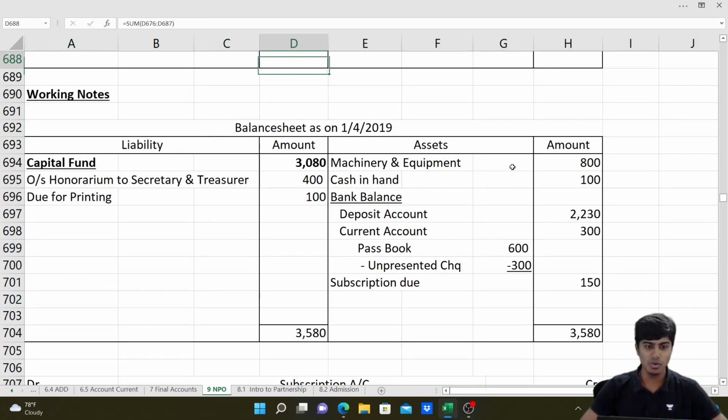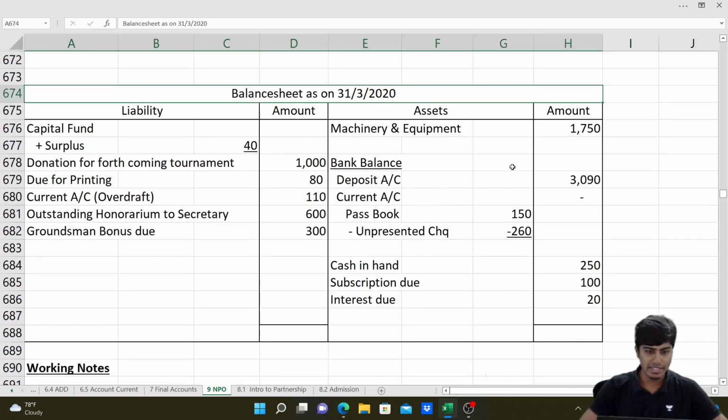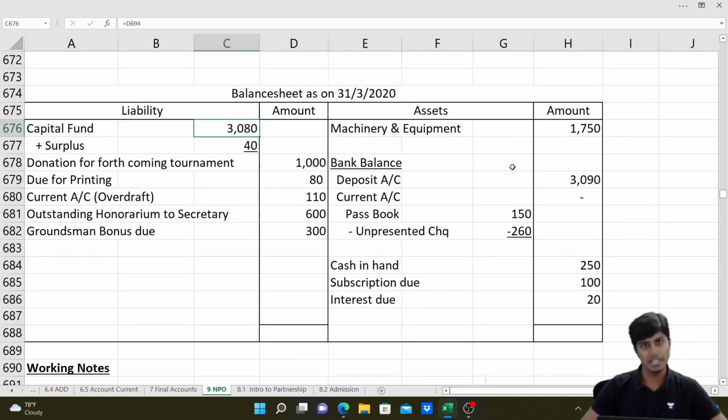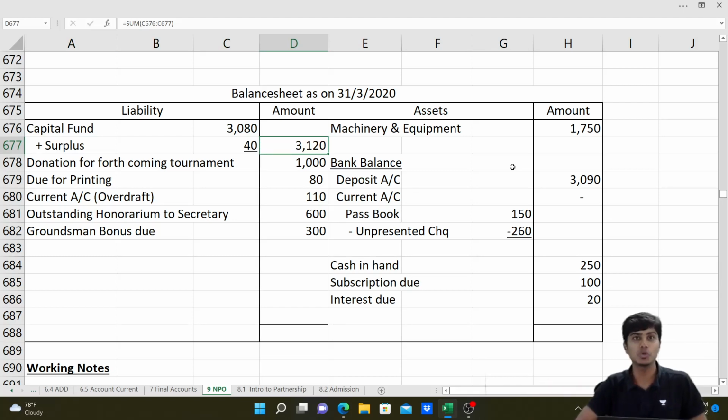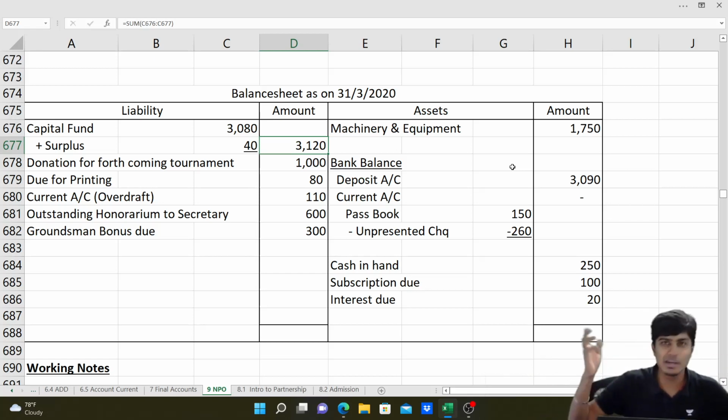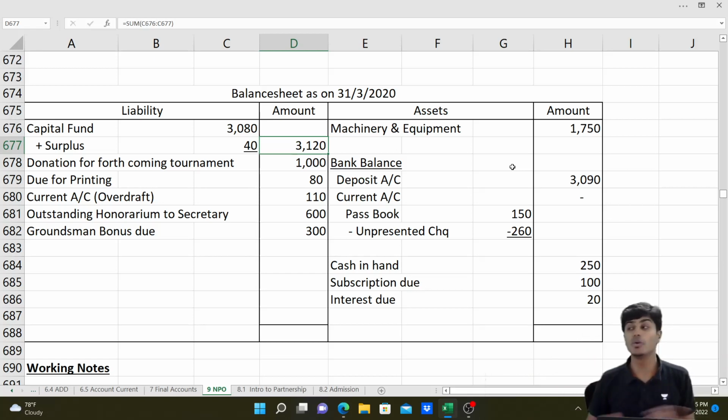And this 3080, whatever is there, I would write it here in the inner column, and I would add the 40 surplus to this to arrive at 3120 as my capital fund in the closing balance. Everything is done, every ledger is closed, the income and expenditure account is closed, surplus is found, the opening balance sheet is closed, capital fund is found, and everything is put into our closing balance sheet. All we need to do is close our closing balance sheet.